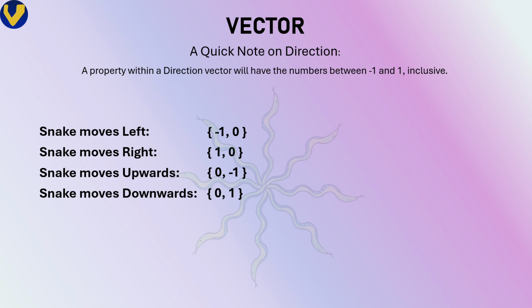So for instance, if our speed is 2, then we're going to be moving the snake 2 places to the left, or -2, on the x-axis, but 0 on the y-axis. Same thing with upwards, for example. We will have an x of 0, so 0 times speed is 0. -1 times speed is negative whatever the speed is, in this case 2. Downwards will be 0, 2, and right will be 2, 0.